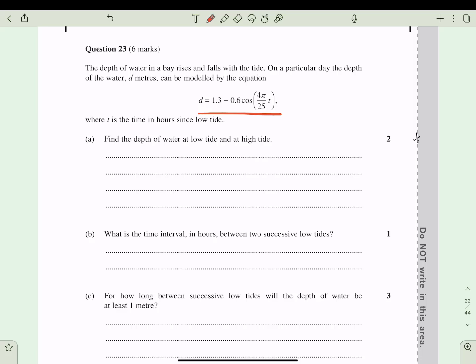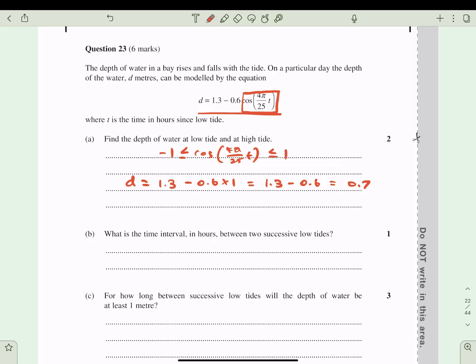To figure that out, we need to remember that for any cosine function, no matter what angle is inside, the value is going to be between 1 and negative 1. In other words, the endpoints are going to be these two values, so we have to consider those. So, when cosine 4 pi on 25t is equal to 1, what happens? D is equal to 1.3 minus 0.6 times 1. That's equal to 1.3 minus 0.6, which is equal to 0.7.